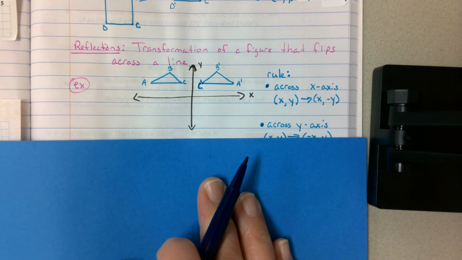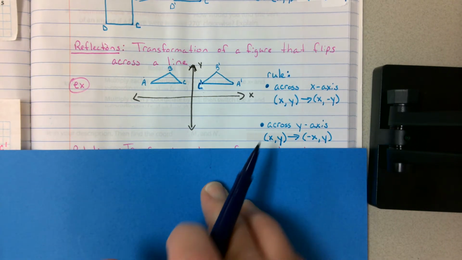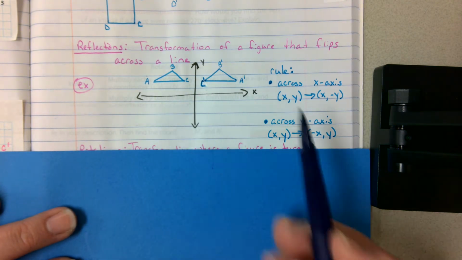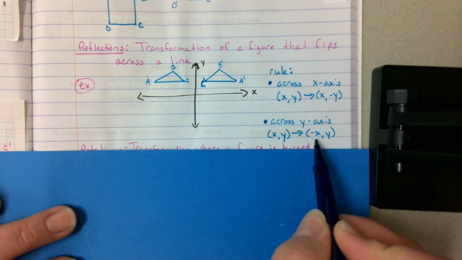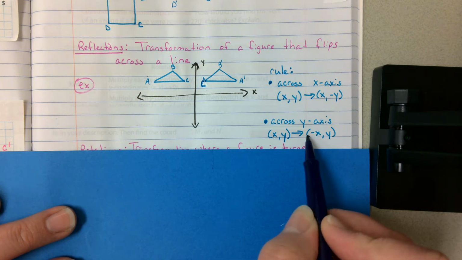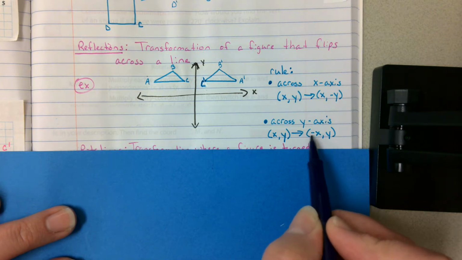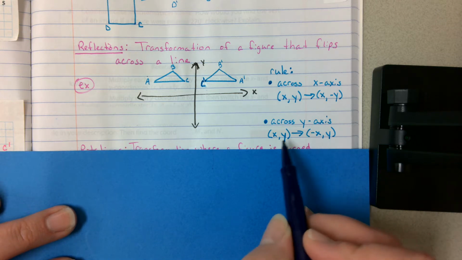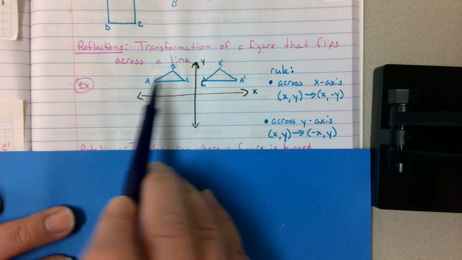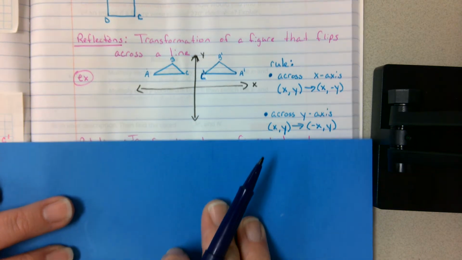If it flips across the y-axis, like our example here, this is flipped across the y-axis, your x value changes. If it was positive, it becomes negative, and if it was negative, a negative negative will become positive. But your y value stays the same. It's not going up or down any, it's reflecting across that y-axis.